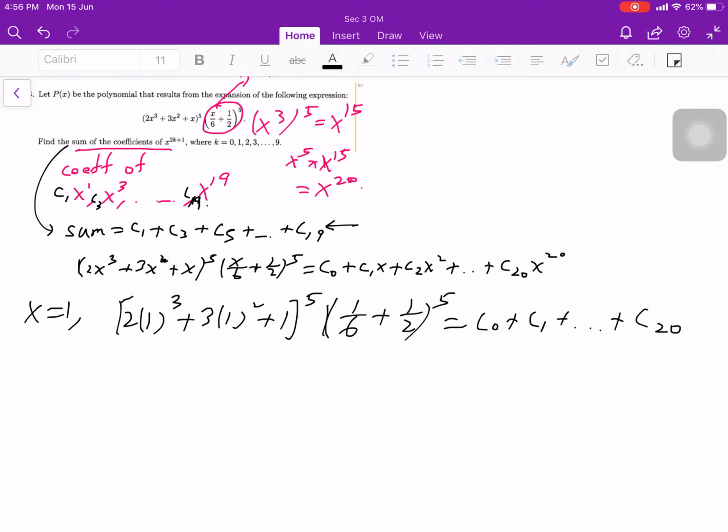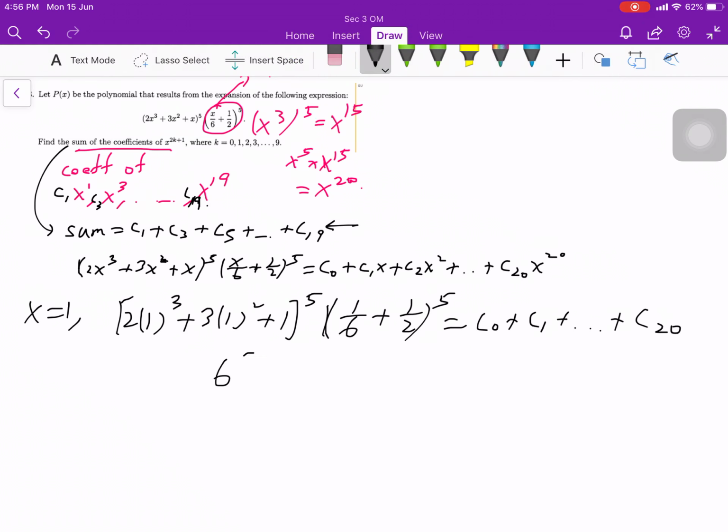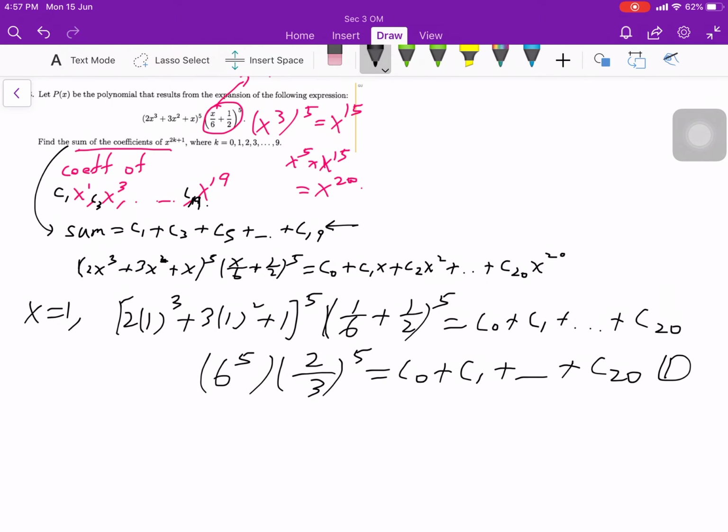In this case, can you see that 2 plus 3 plus 1 will give you 6? Therefore, this is 6 to the power of 5. And then can you see that 1 over 6 plus half will be 2/3? That will be 2/3 raised to the power of 5. And this would be just C0 and then all the way to C1, and then the last term is C20. Is it okay? Then I call this equation 1.